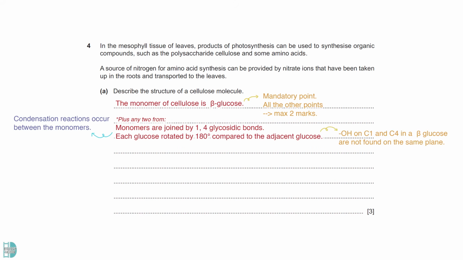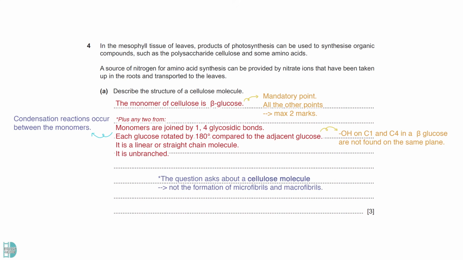The hydroxy groups on carbon 1 and 4 in a beta-glucose are not found on the same plane. So, each glucose molecule must rotate by 180 degrees compared to the adjacent molecule for the bond to form. The repeated condensation reactions cause the formation of a linear chain. It has no branches. The question asks about a cellulose molecule, so you don't have to talk about the formation of microfibrils and macrofibrils.